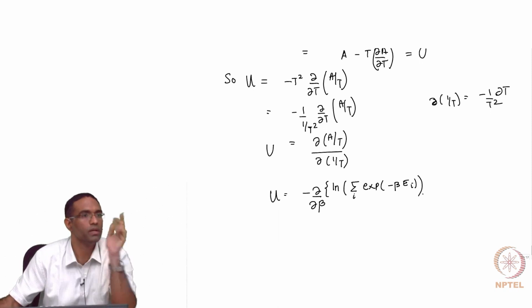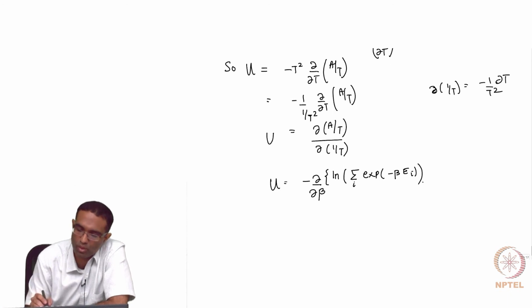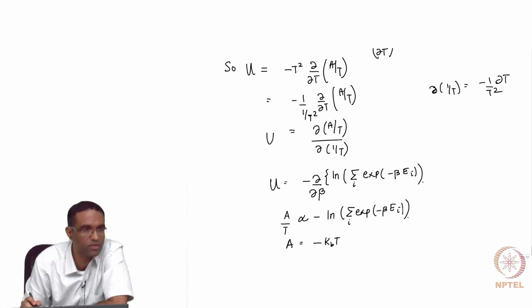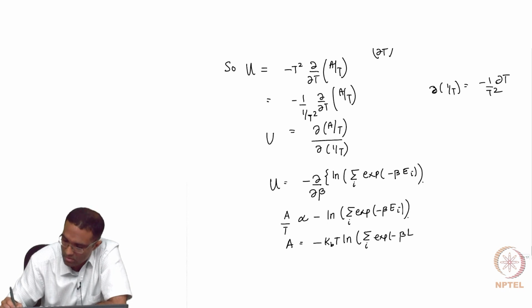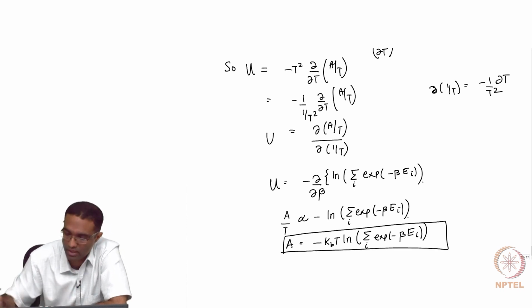Any doubts? It's okay? So make a comparison between these two expressions. What should you get? It appears that A by T is proportional to minus ln of the summation, or A is equal to some constant, which again turns out to be the Boltzmann constant, times ln of the summation over i. This is the expression for the Helmholtz free energy.